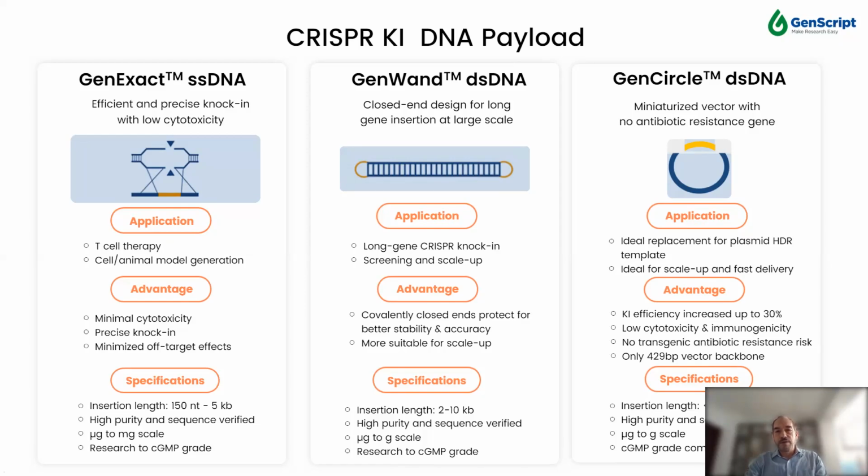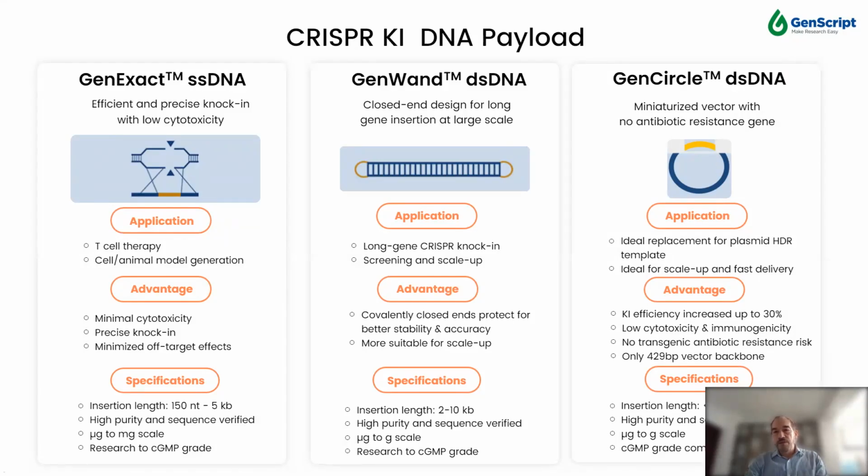For example, the GeneExact single-stranded DNA is excellent for minimal cytotoxicity, and it supports very precise knock-ins and minimal off-target effects. However, it's limited in the size of the fragment that can be inserted. It's limited to 5 kilobases. Our GenOne double-stranded DNA supports larger fragments, up to 10 kilobases, and it's double-stranded DNA with covalently closed ends to keep it more stable and allow more accurate gene editing. Also, it's more suitable for scale-up.